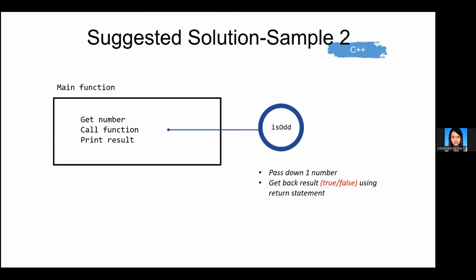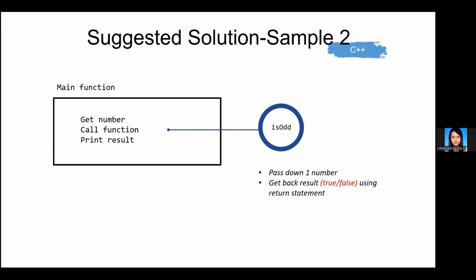If the number is odd, I want the function to return the answer of true to me so that I know that, okay, the answer is true, and then I would just print out it is an odd value to the user. And if the answer is false, then I get the false answer, then I will just print out it is an even value to the user. So once we get back the result, we will just print out the information needed to the user.